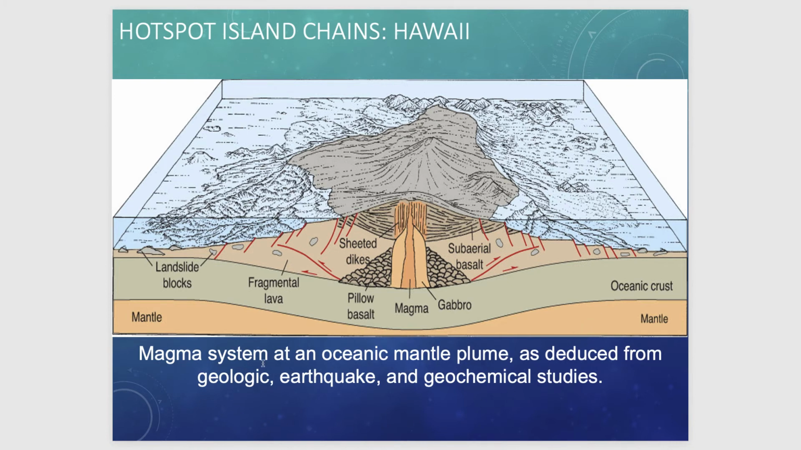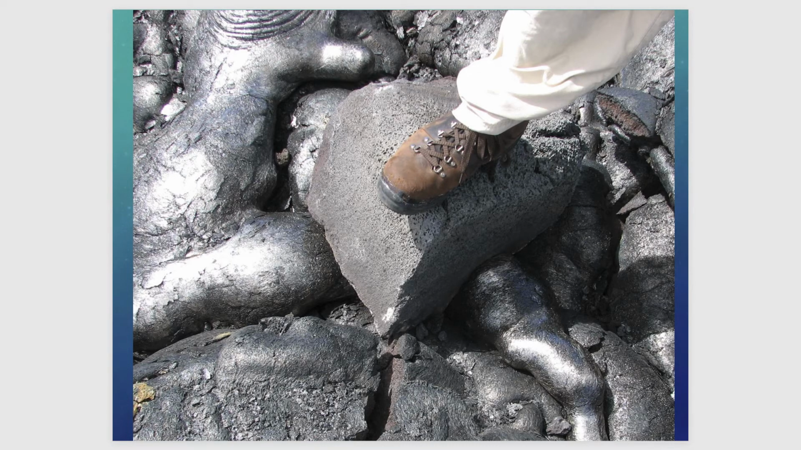So a magma system at an oceanic mantle plume, as deduced from geologic, earthquake, and geochemical studies, will have a very complex structure. Now we are going to look at some of the features.